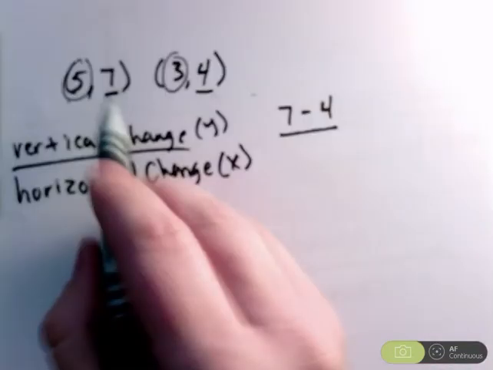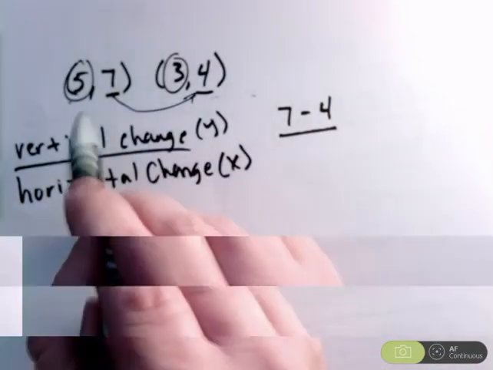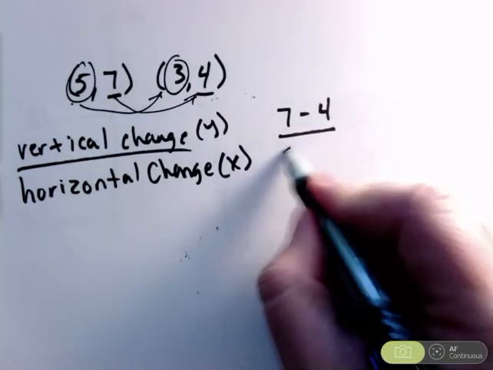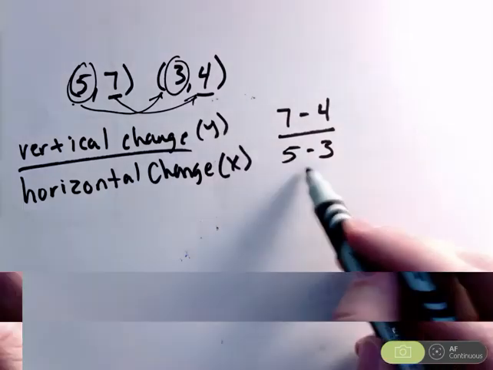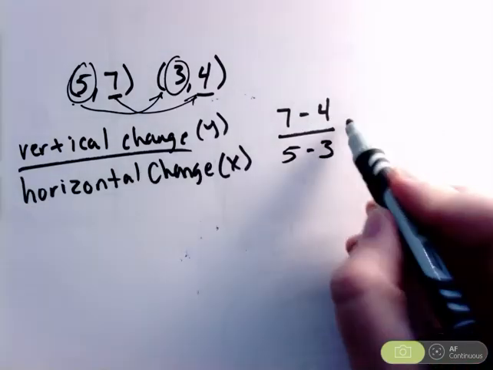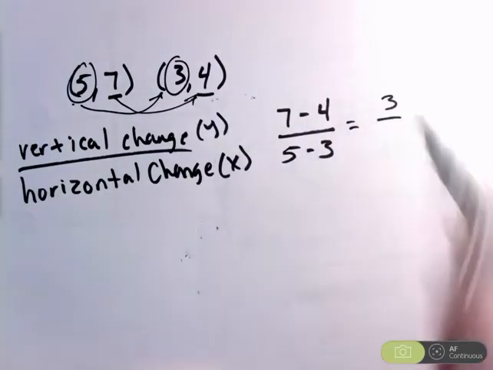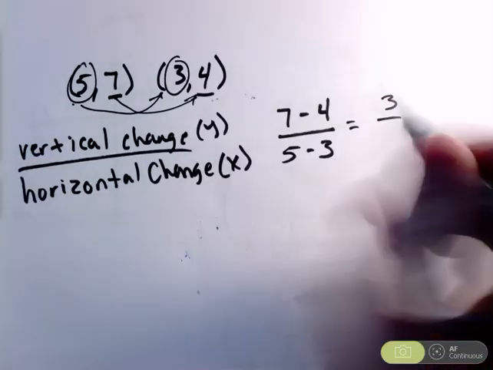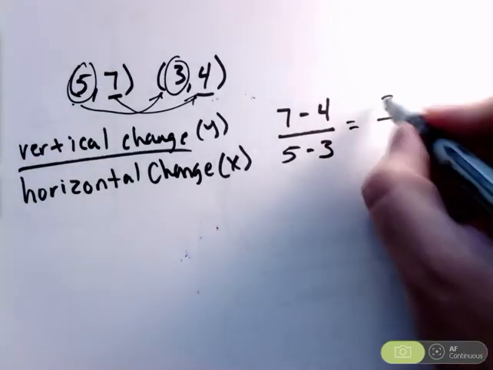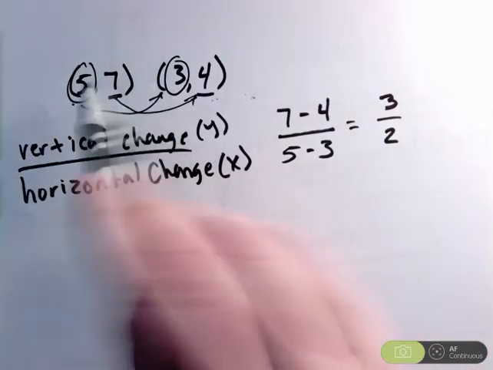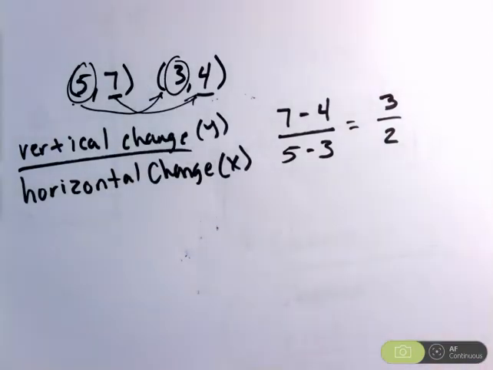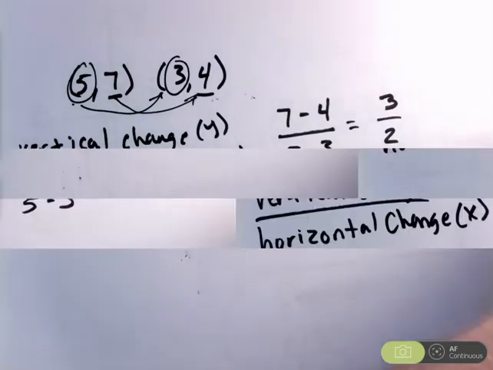Now, since this way I did 7 take away 4, here I'm going to do 5 take away 3. Vertical change, y. Horizontal change, x. 7 minus 4 is 3. 5 minus 3 is 2. So the slope of the line that passes through these 2 points should be 3 over 2. Let's grab a coordinate plane here and see how that comes out.